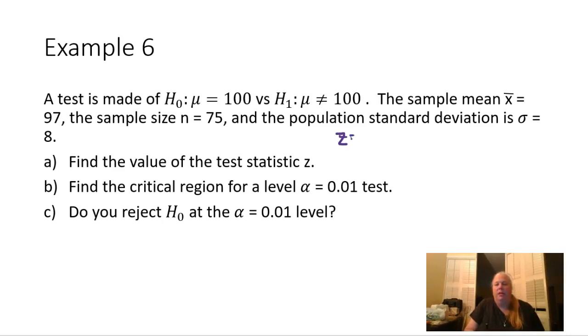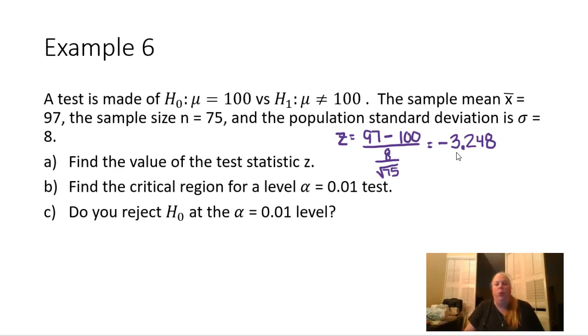Our z formula is the sample mean 97 minus mu 0, which we can find right here in the null hypothesis. This is going to be divided by the standard deviation sigma, which they told me to be 8, divided by the square root of n, which they told me to be 75. So let's put this in the calculator and see what we get. This is giving me negative 3.248.